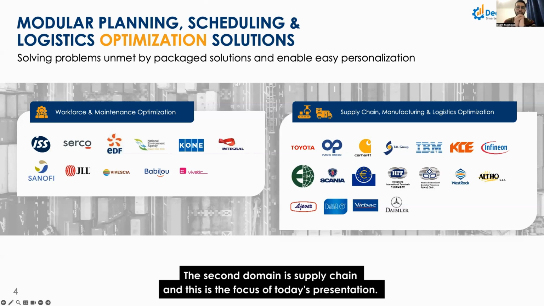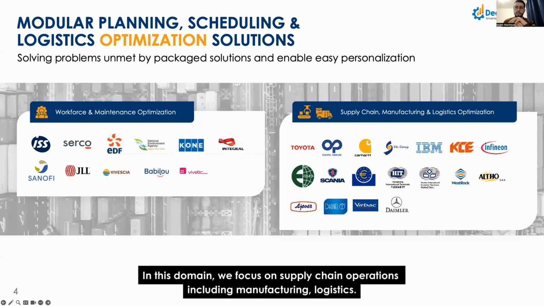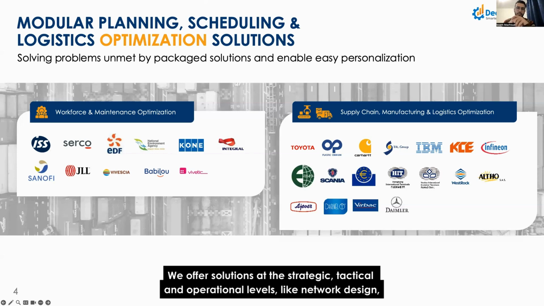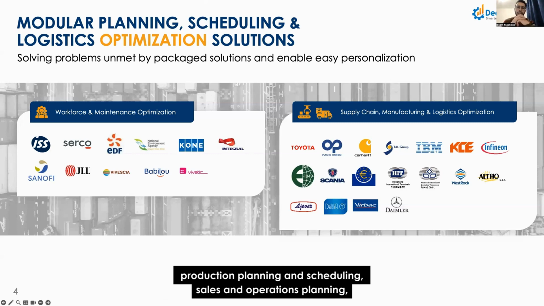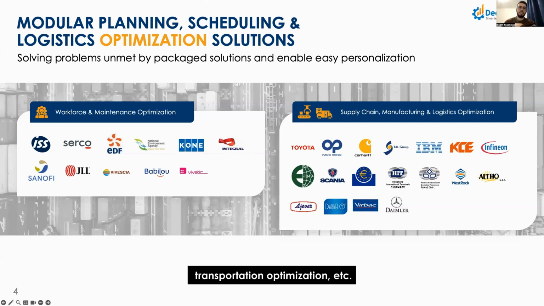The second domain is supply chain, and this is the focus of today's presentation. In this domain, we focus on supply chain operations, including manufacturing, logistics. We offer solutions at the strategic, tactical, and operational levels, like network design, production planning and scheduling, sales and operations planning, transportation optimization, etc.